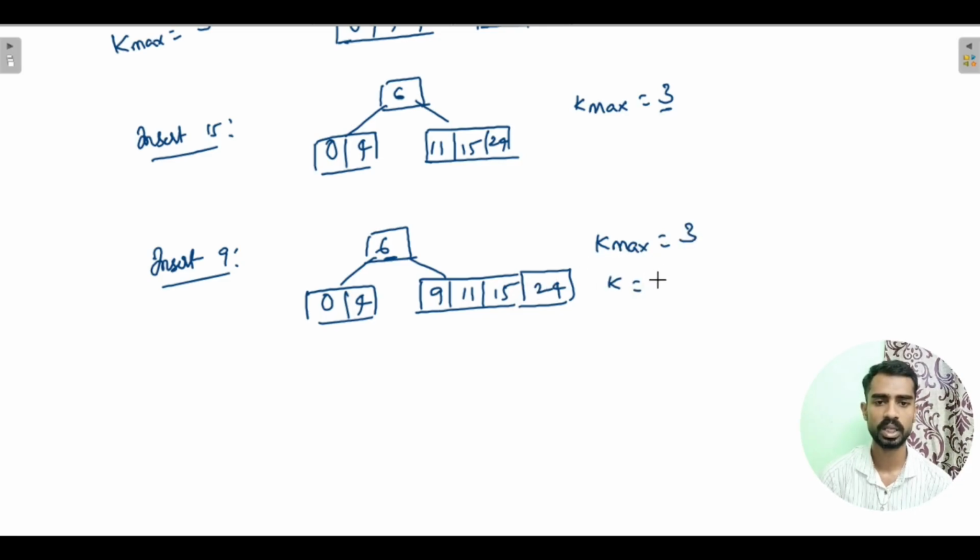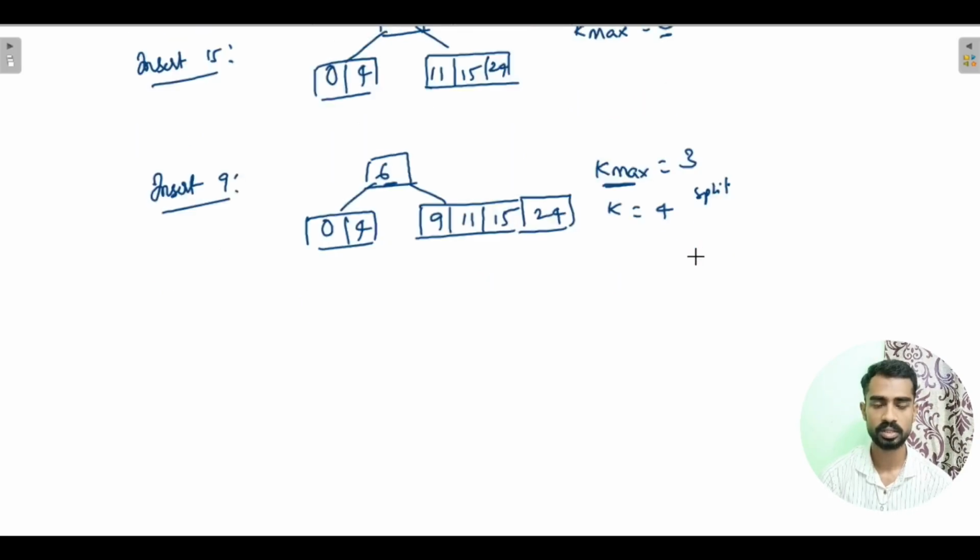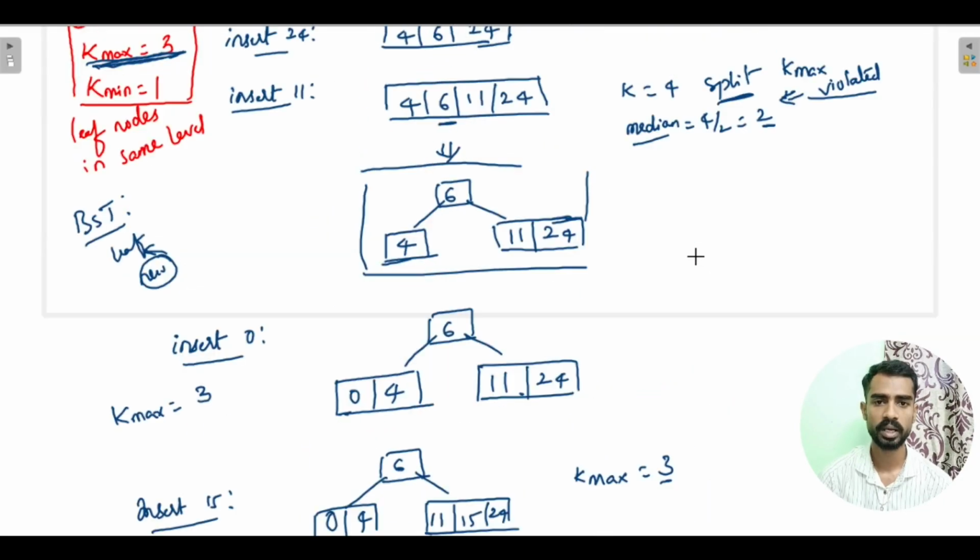In this node, the K value is 4. Since the K value is exceeding the maximum property, now we have to perform the split operation, just similar to this case. Here we have performed the split operation when the K value is exceeding the K max. K max equals 3, right?